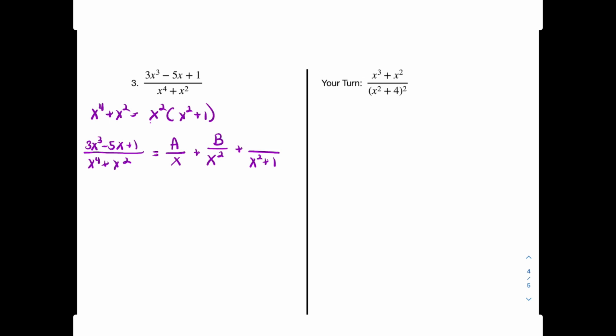So we have A over x, B over x squared, and Cx plus D over x squared plus 1, because it's a quadratic base. So notice that x squared in our second term is a linear term repeated, so it still has just the linear term. Multiplying each side by our denominator of x to the 4th plus x squared.